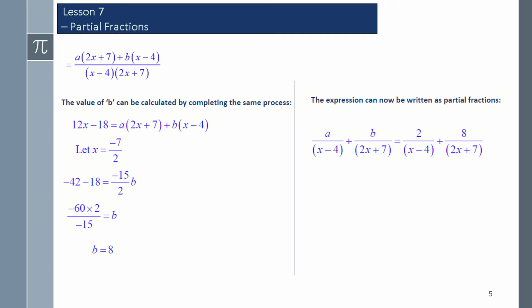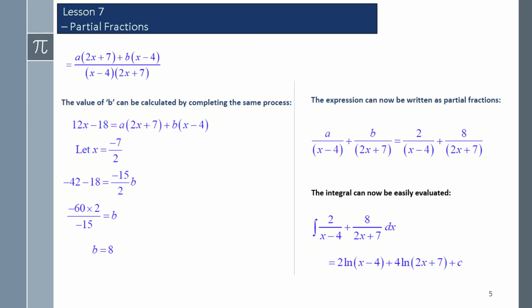Now the expression can be written as partial fractions. Where I had an A and a B, they are now replaced with a 2 and an 8, and I've expressed the original integrand as partial fractions. The integral can now be easily evaluated. So the integral of 2 over x take 4 plus 8 over 2x plus 7 dx, as from the previous slides, is 2 natural log x take 4 plus 4 natural log 2x plus 7 plus c. So our job for this lesson is to change our integrand into partial fractions to then be able to integrate.